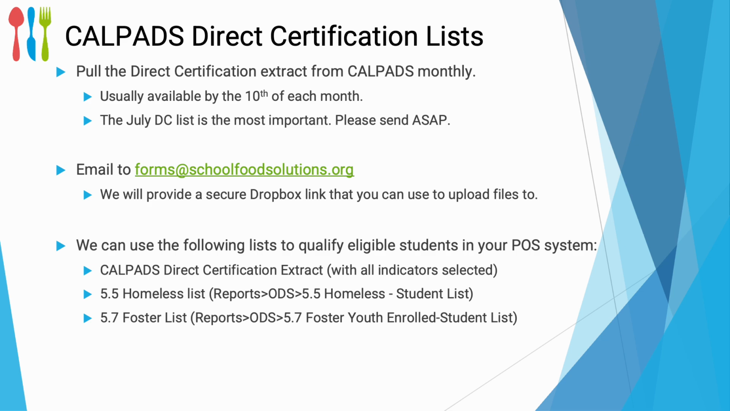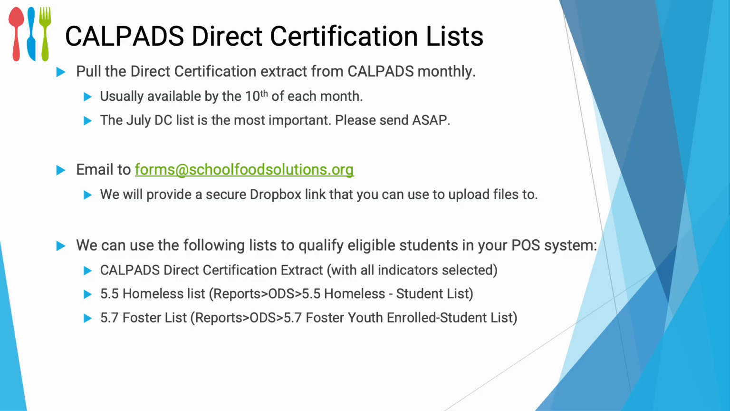So firstly, CalPADS direct certification list. Your CalPADS administrator can pull these on a monthly basis. They're usually available within the first or second week of the month. The July DC is the first one for the 25-26 school year. Send that one as soon as possible.